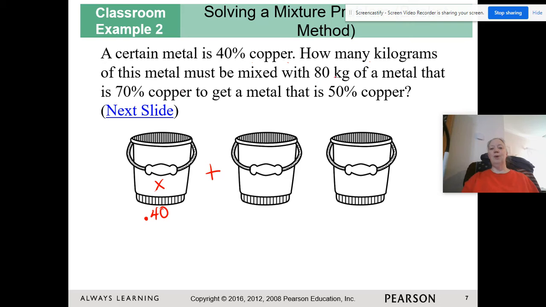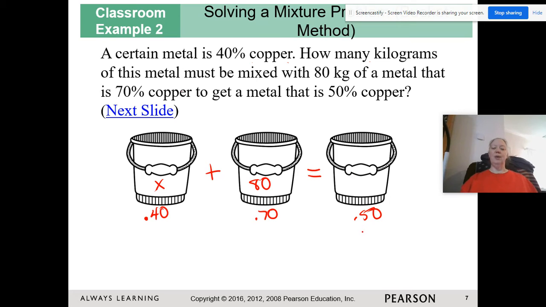Must be mixed with 80 kilograms. That's an amount. We're going to put it inside the bucket of a metal that is 70% copper. It's a percent. It goes outside the bucket. We're going to get a mixture. We're going to add these two together and get a mixture that is 50% copper.